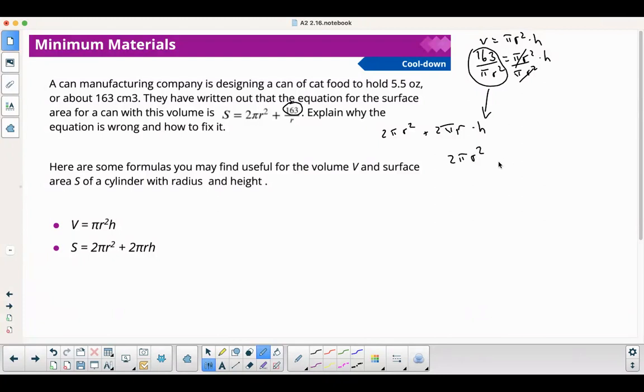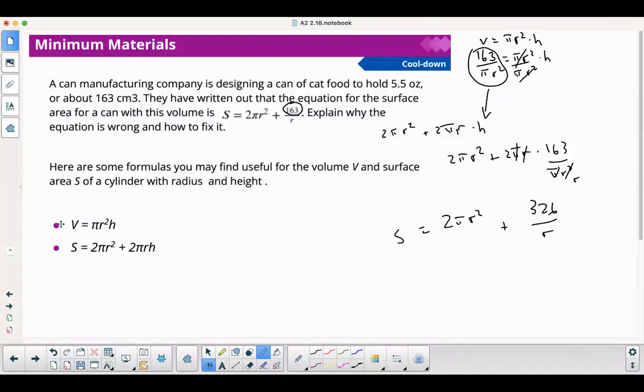So this part's right, the 2 pi r squared, but then it's 2 pi r times 163 over pi r squared. So my pi's cancel, and one of my r's cancel. So that's all right. The problem is the 2 times the 163 is going to be 326 over r. So that would be my function. That would be best.